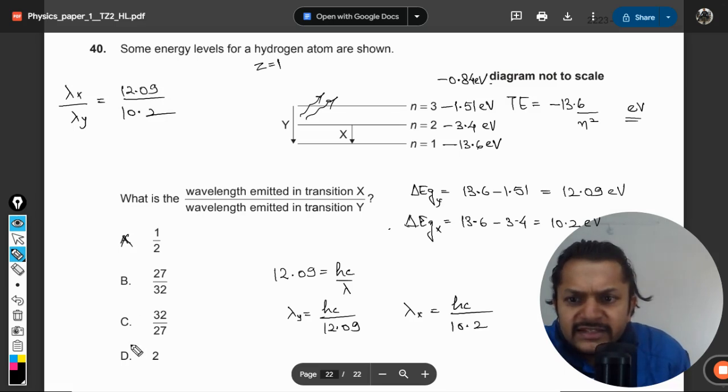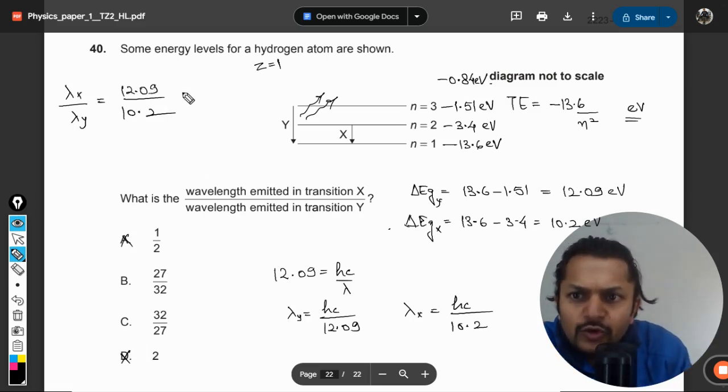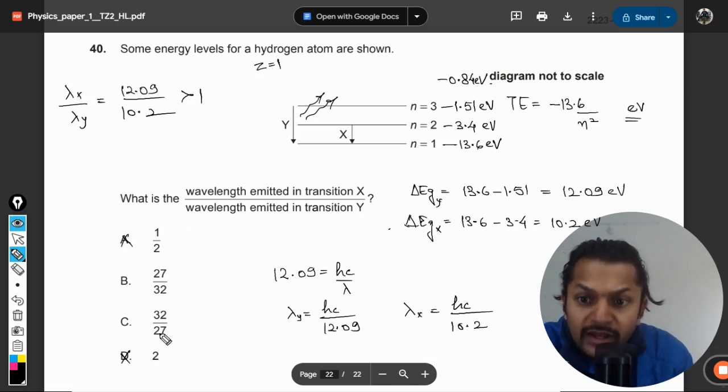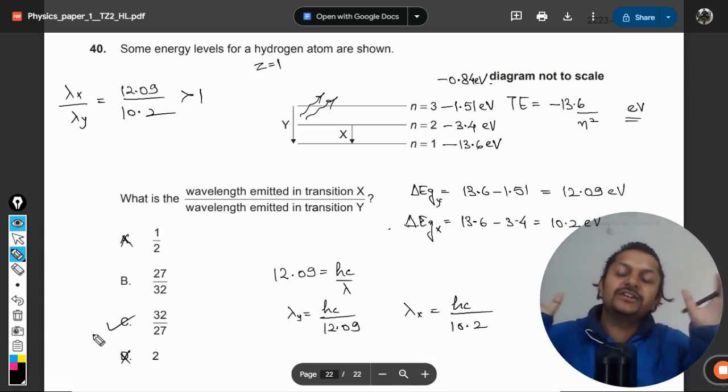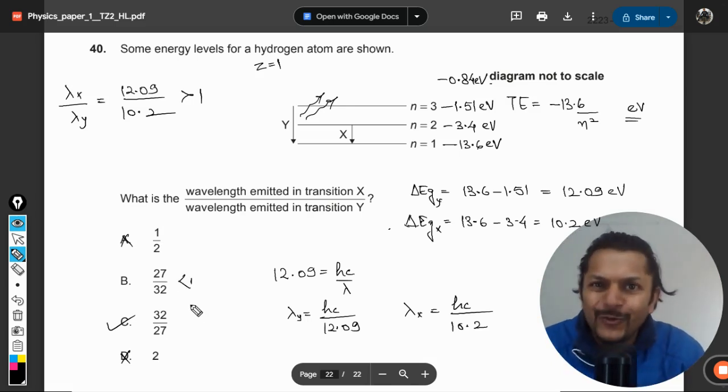So clearly it is neither A nor D. So these two options are clearly out. And this value is definitely coming out to be greater than 1. So the answer will be C, that is 32 by 27, because this value is lesser than 1. So this is how we do this question, dear students.